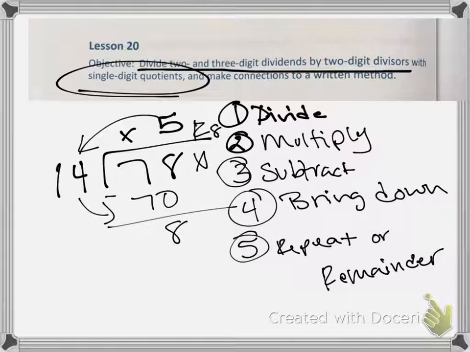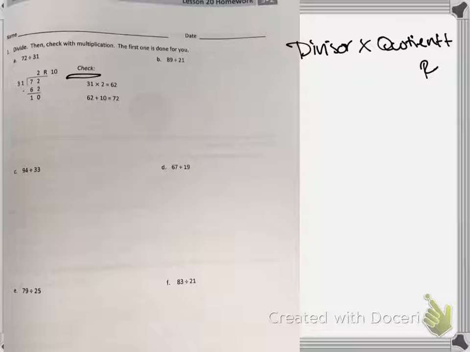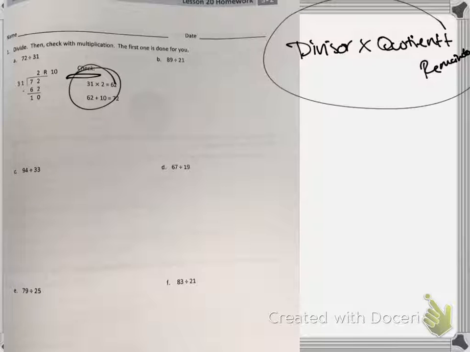All right, so let's work on some of these problems. Let's see. Lesson 20 homework, divide then check with multiplication. I'm trying to get the students to understand, yes, we're going to check, and we check by doing divisor times quotient plus remainder. Now, I know over here it shows a little differently, but if we get them to remember this, when it is not there for them to look at as an example, then they'll at least know what they are looking for to check their work.